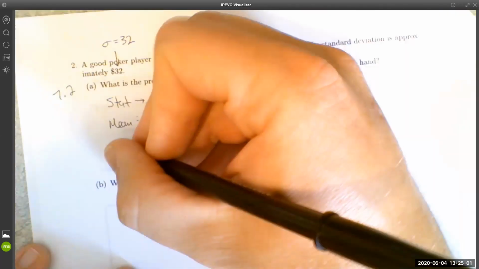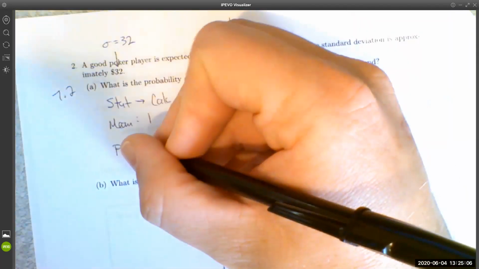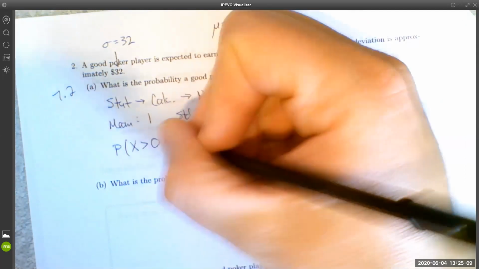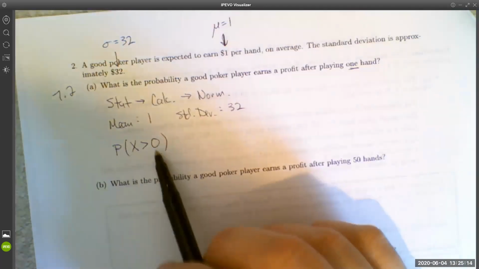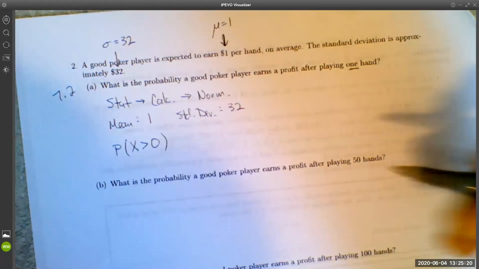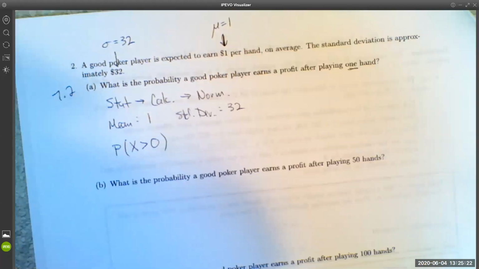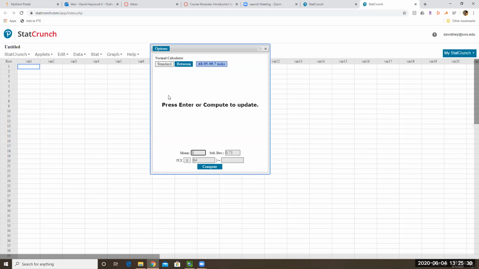And then we're looking for the probability that they earn a profit. Earning a profit just means that their earnings are more than 0. So what's the probability that their earnings are more than 0 after one hand? We'll go to StatCrunch and see about how much that is. I'm still using the normal calculator. The mean should be 1, the standard deviation should be 32, and we're looking for the probability x is greater than 0.